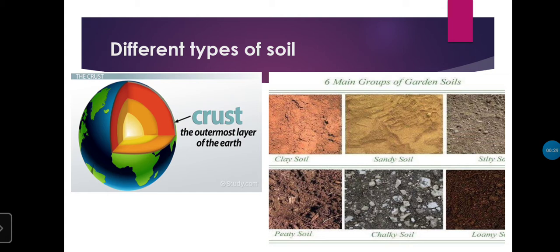Crust is one of the most important things that we have been gifted by Mother Nature. It plays a very important role in maintaining life on the earth. The second figure shows you different types of soil. What are they? Clay soil, sandy soil, silty soil, peaty soil, chalky soil and loamy soil. These are the six main groups of garden soil.